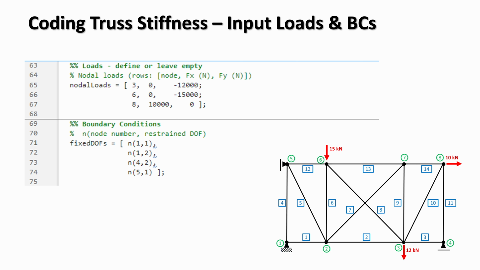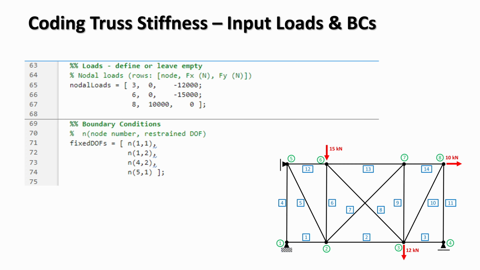Just as with the material and geometric inputs, bringing all the loads into one place at the beginning of the script makes the code much easier to modify later. In this example, we only have nodal loads, which is typical for truss analysis. These forces are applied directly at the nodes that they act upon. The format used here is node, fx, fy. So looking at the inputs, at node 3 we have a 12 kilonewton downward force, and since downward forces are negative in the global y direction, this appears as minus 12,000 newtons.